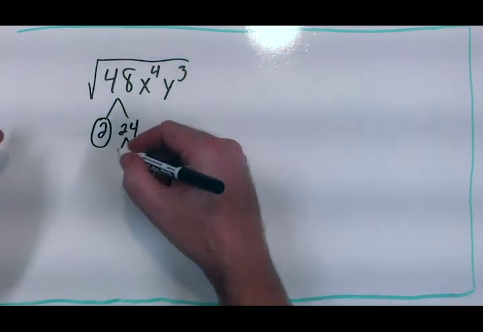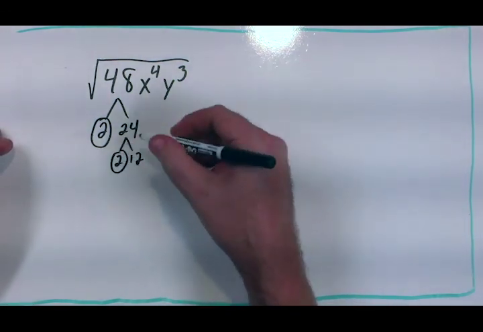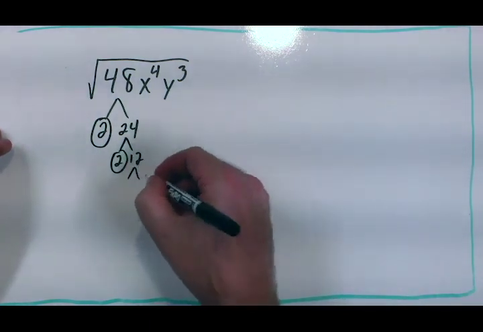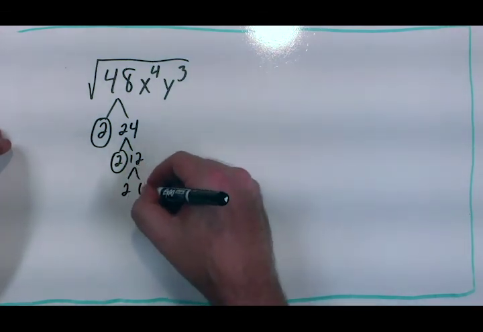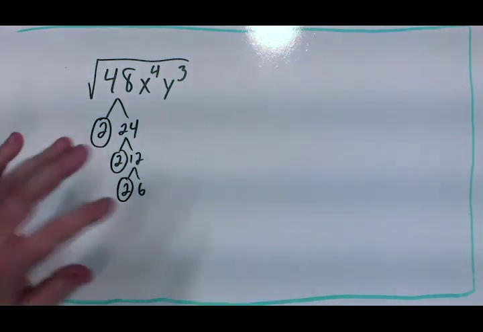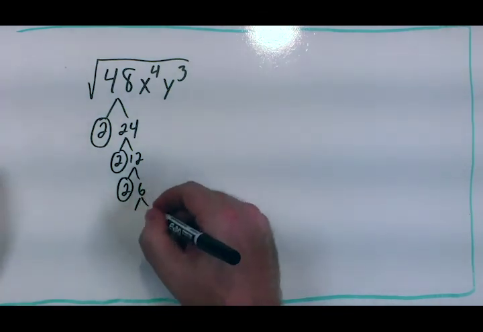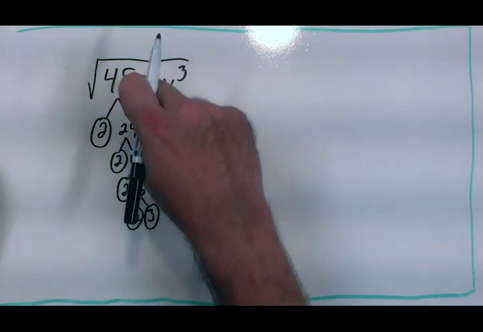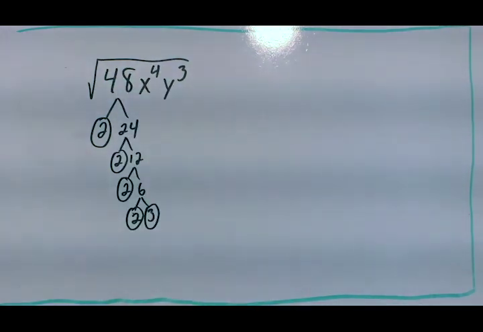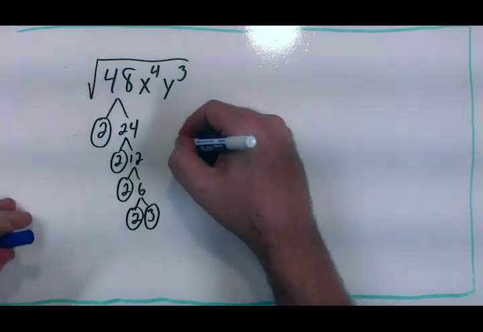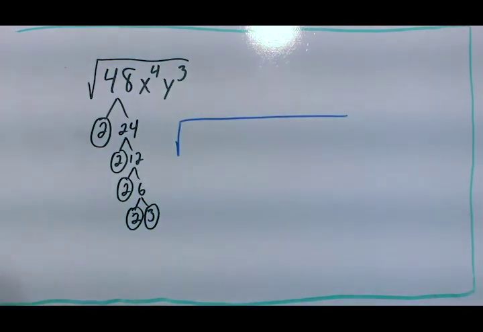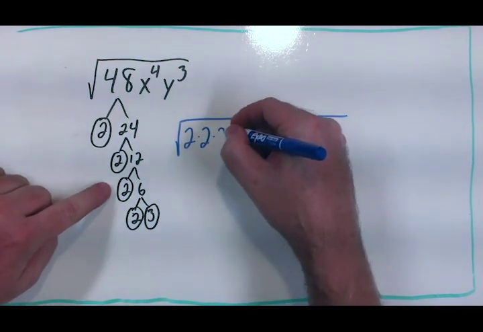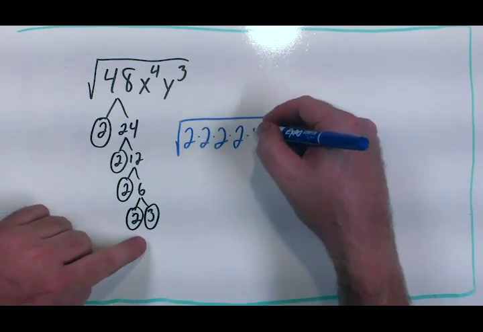I'm going to do 2 again, because 2 times 12 will make 24. 2 is prime, I circle it. 12 can be broken down into 2 times 6. Circle the 2 because it's prime. Keep breaking down the 6. That is 2 times 3. Those are both prime, so I circle them. So I'm going to rewrite the square root of 48 x to the 4th, y to the 3rd in its prime factorization form. The 48 is 2, 2, 2, 2, and 3.